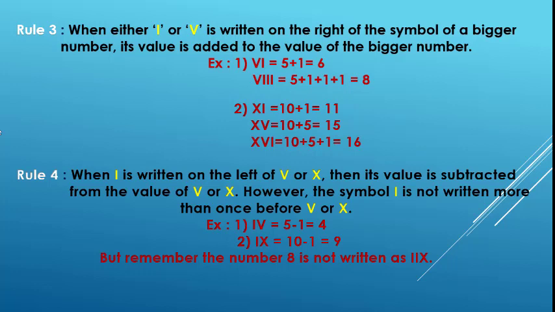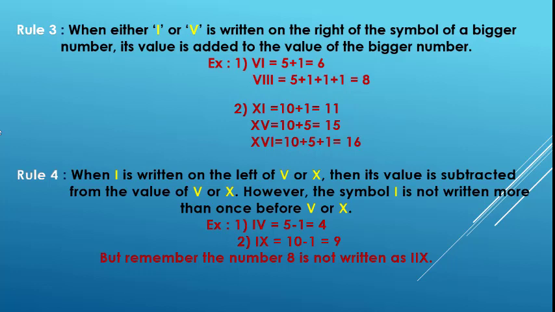In the second example, as you can see, the number is XI. The I is on the right hand side according to rule 3. So by substituting the values, the value of X is 10. The value of I is 1. So 10 plus 1 is equal to 11.